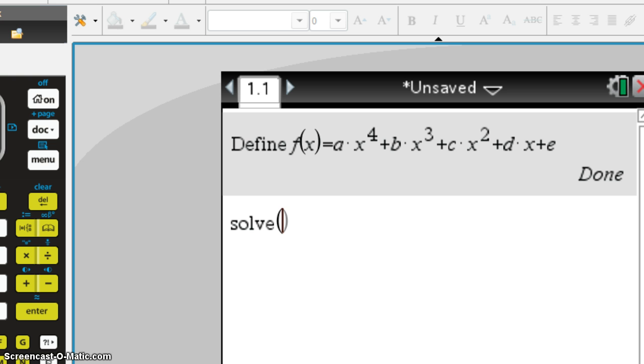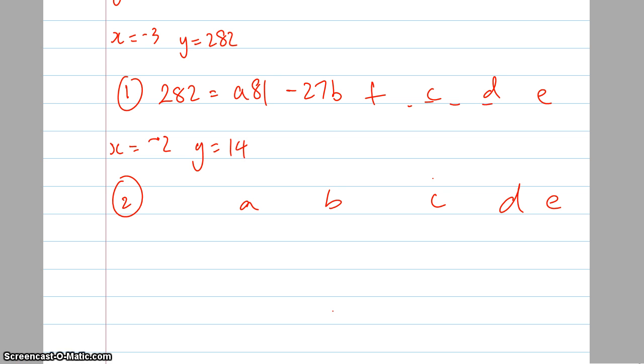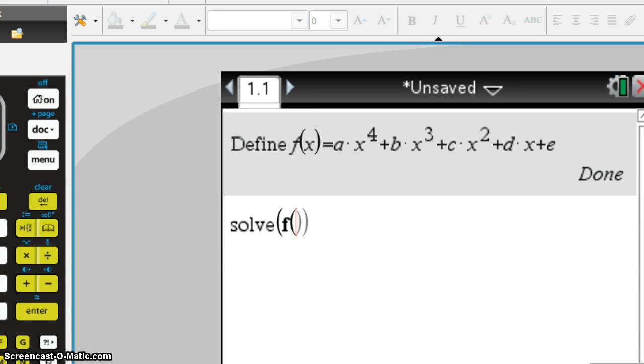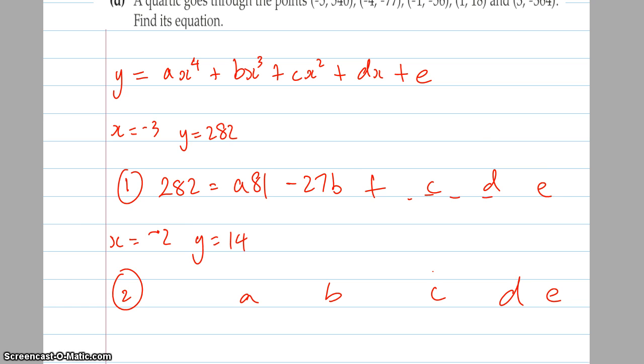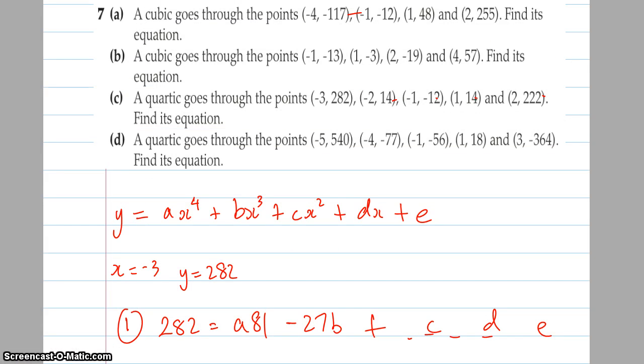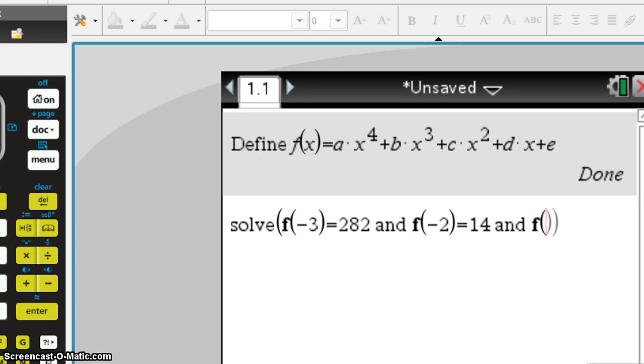I'm going to say solve f of x when x is negative 3. So when x is negative 3, the whole equation equals 282. And when x is negative 2, the whole equation equals 14. And you have to have a space and then type the word and in. There might be a shortcut to and, but I don't know what it is. Then a space after that, and I keep putting in all of the other points. Negative 1 and negative 12. So f of negative 1 equals negative 12.